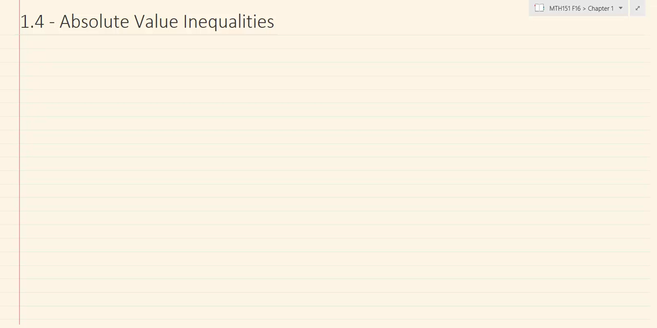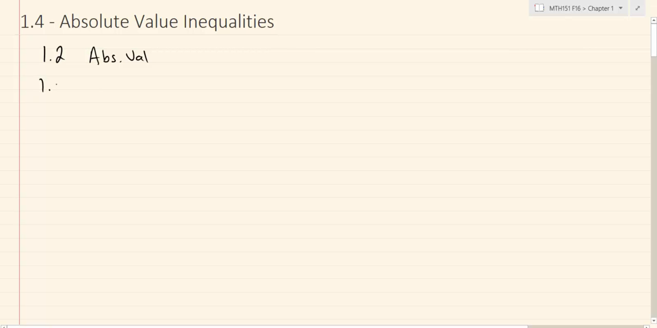This is 1.4, absolute value inequalities. What we're going to do here is take ideas from 1.2, which was solving absolute value, and ideas from 1.3, which was inequalities, and put these two ideas together. So let's start by talking about 1.2.